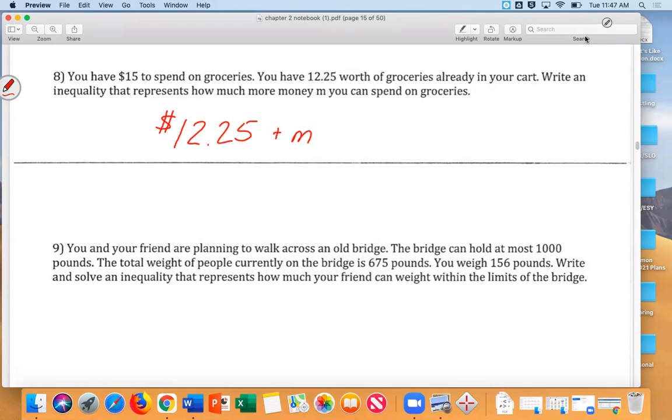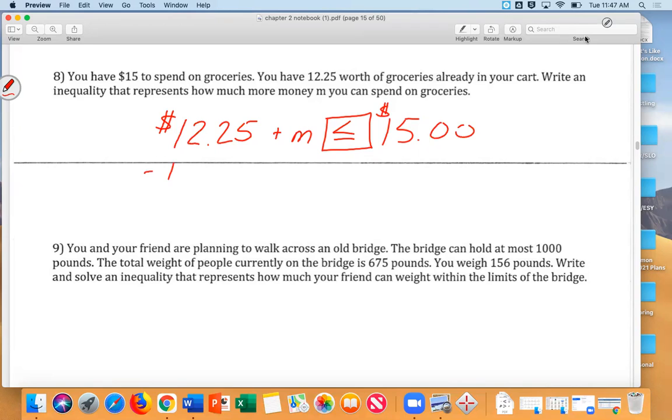15. Now, here's the question. What symbol goes in here? Equals? Wait. Is it less than or equal to, greater than or equal to? What do you think, Tyler? Less than or equal to. I'm glad you said less than or equal to, because we could spend all of my money or not all of my money, but I can't spend more than I have in my pocket.